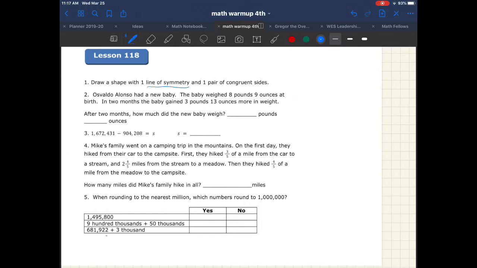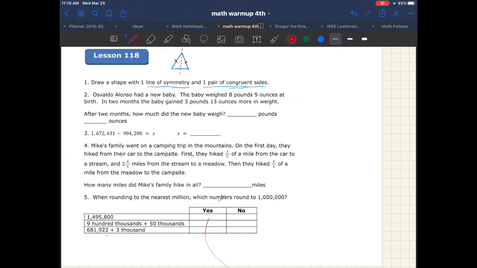So, the line of symmetry means that you can draw a line through it and fold it in half and the shape would match up. And there can only be one line of symmetry in this shape. And we can have one pair of congruent sides. Congruent means same shape, same size. So one possibility for this is just a triangle, an equilateral triangle. Sorry, an isosceles triangle. Because we can draw one line of symmetry, and this side and this side are the same.